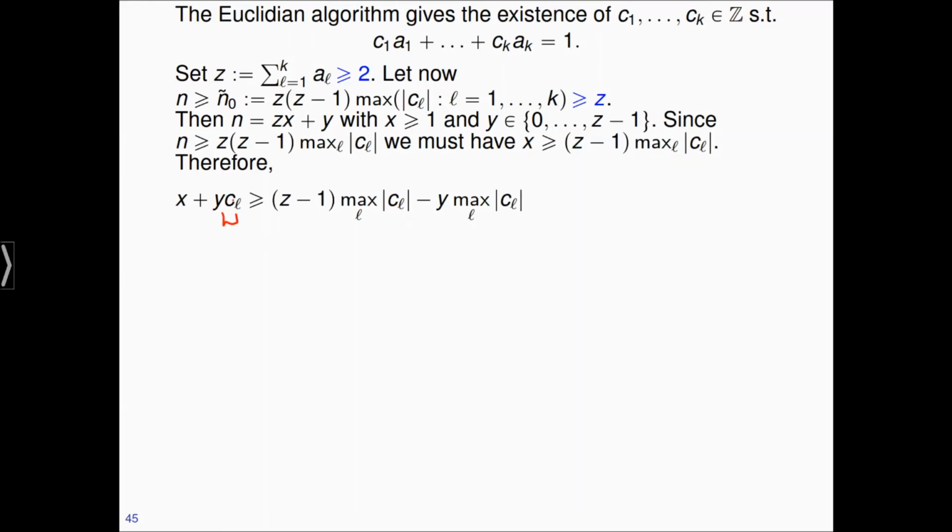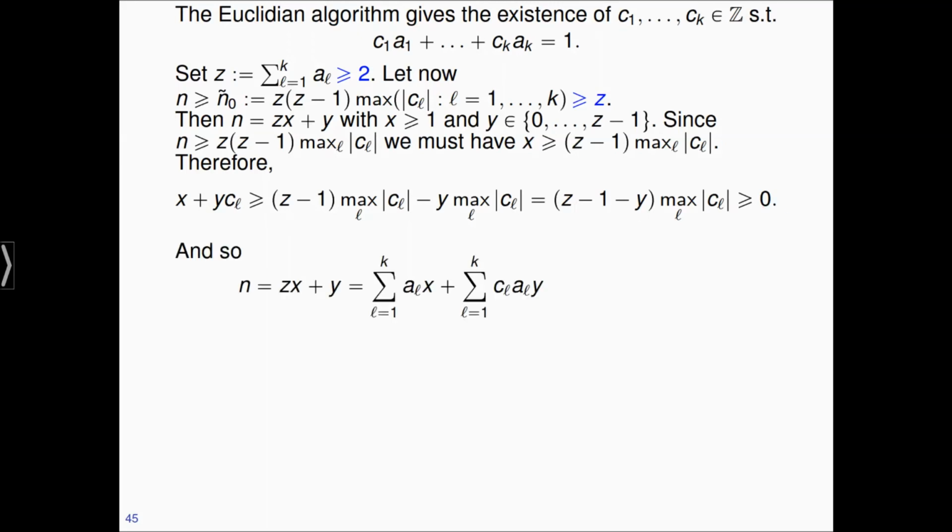And CL can be negative, but CL is certainly greater or equal minus the maximum of the absolute values of the CL. If I unite this, then this is z minus 1 minus y times the maximum of the absolute values of the CL. And this is greater or equal 0 because, well, this maximum is not 0 and y is less or equal z minus 1. Yeah, so this whole thing is greater or equal to 0.